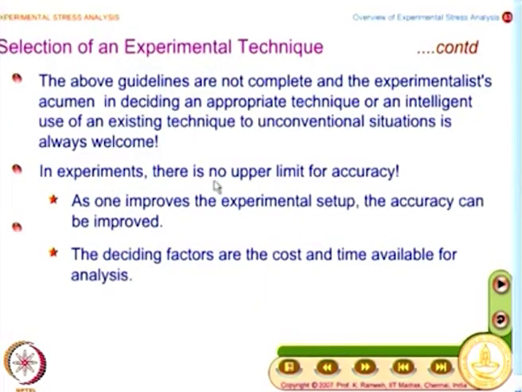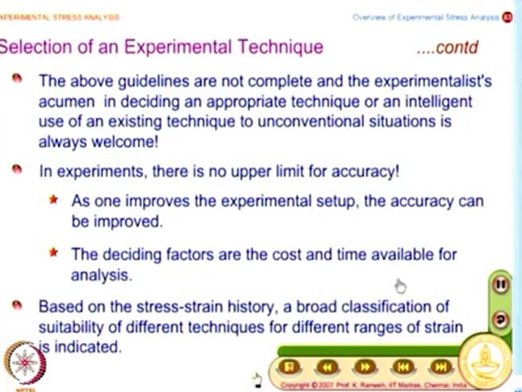So, when we say experiments there is no upper limit for accuracy, you should also caution that when you are doing an analytical calculation, those calculations have to be accurate enough. And what we will look at now, based on the stress strain history, is a broad classification of the suitability of different techniques for different ranges of strain in the next slide. So, this is what we are going to look at. You can broadly classify based on the stress strain range you want to find out.